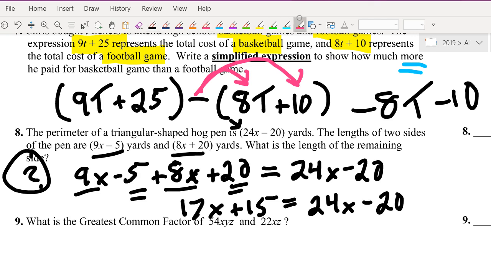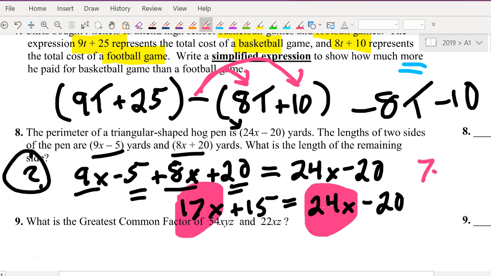So how much do we have to go to get from 17 to 24? Hmm? 7. We have to get 7 more. So 7x. And then from 15, I'm actually going to change this to positive 20. I don't like this problem. Let's change it to positive 20. Why not? Sure. Okay. So how much do we have to go to get from 15 to 20? 5. Only one answer. 5, right? So that's our last side. 7x plus 5. Any questions?